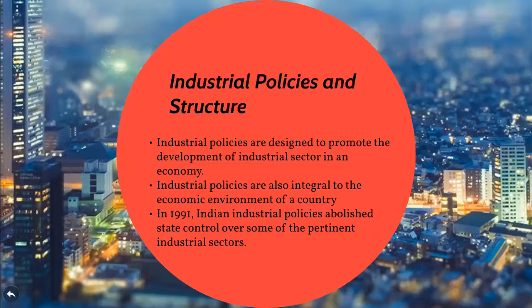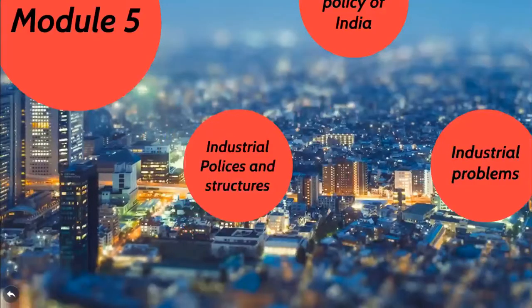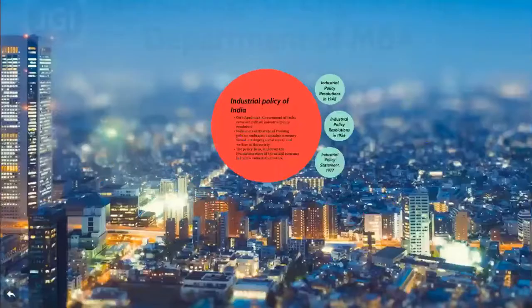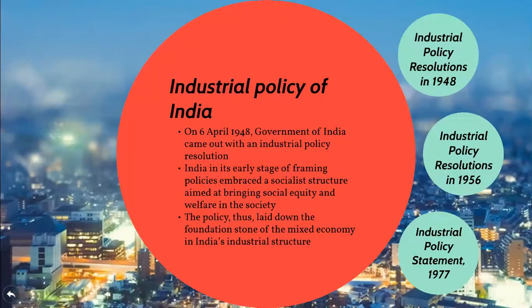Okay, next is industrial India. On 6th April 1948, the Government of India came out with the industrial policy resolution. This resolution was the first resolution in independent India. Okay, India, in its early stages of framing policy, embraced a socialist structure aimed at bringing social equality and welfare in the society. Okay, students, and this was the period in which the Cold War was happening.